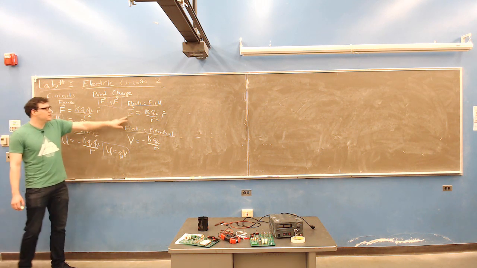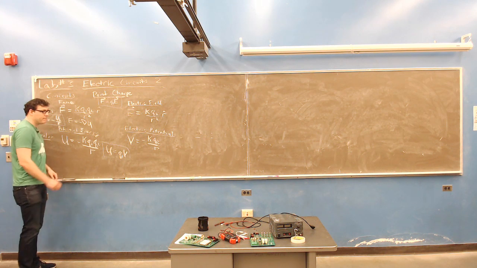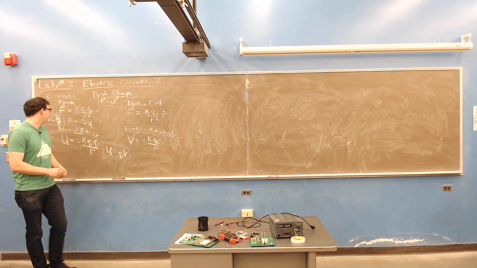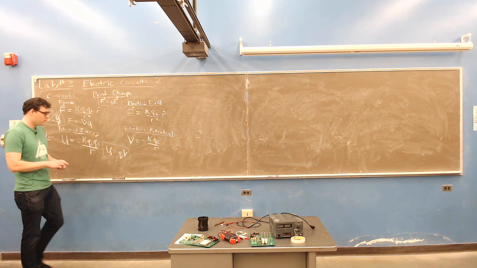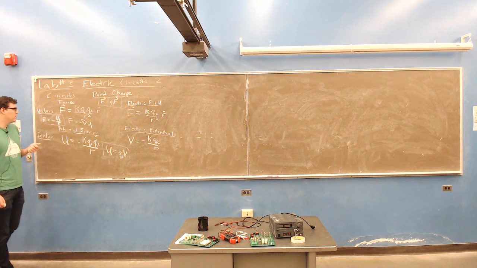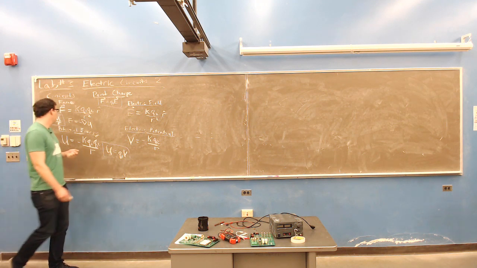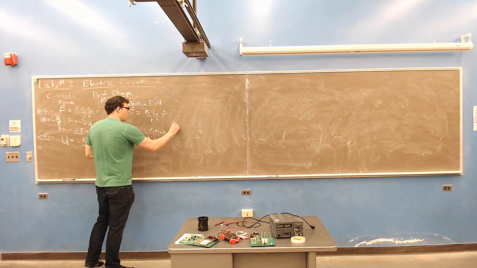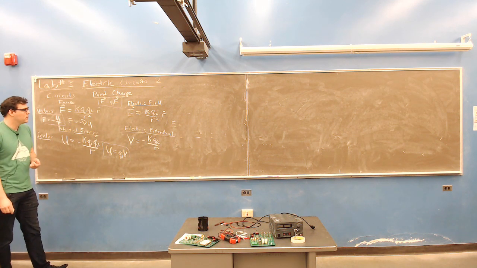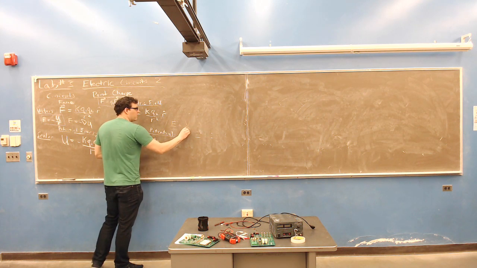All right, what's the connection between this guy and this guy, the electric field and the electric potential? Anybody see it? Similar to this guy. E is equal to V over R with the minus sign.